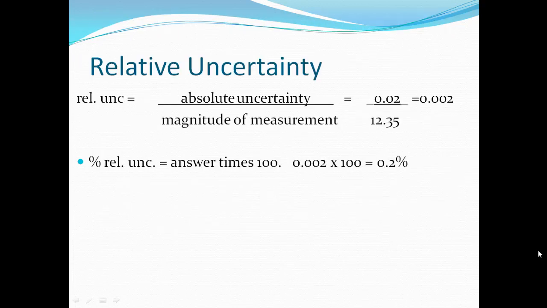If the relative uncertainty is the absolute uncertainty divided by the magnitude of the measurement, then the percent relative uncertainty is just that answer that you got times 100 to make it into a percent. Most of the time, the problem is going to give you the absolute uncertainty. What you will have to find is the relative uncertainty, and they might also ask you, what is the percent relative uncertainty? So you just multiply the number that you got for the relative times 100. All right, let's move on.